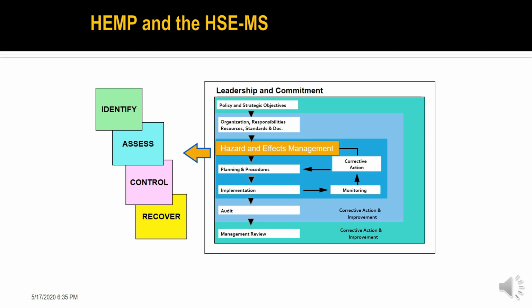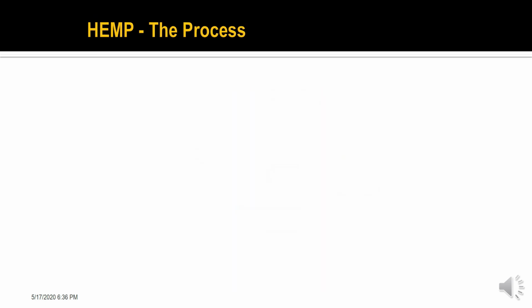Now we are coming to HEMP. Remember, I have been talking about this one, HSEMS. It stands for Health, Safety, Environment Management System. This is the total management system of an organization which specifies how the HSE policy is being implemented. So arrangements, organization, and all the things, resources, competency, everything comes in the HSEMS. HEMP stands for Hazard Effect Management Process. Now these are the 4 stages of the HEMP. Identify, assess, control, recover. We'll go one by one.